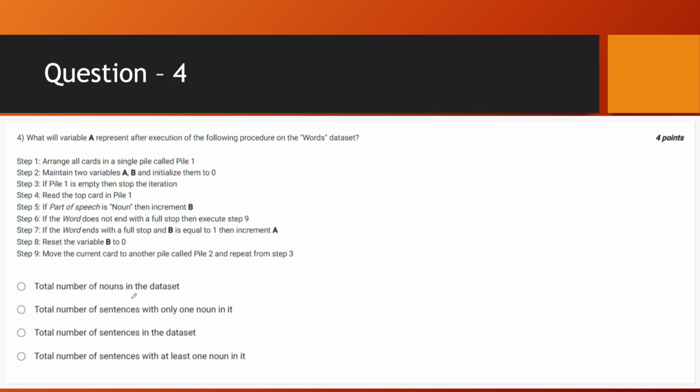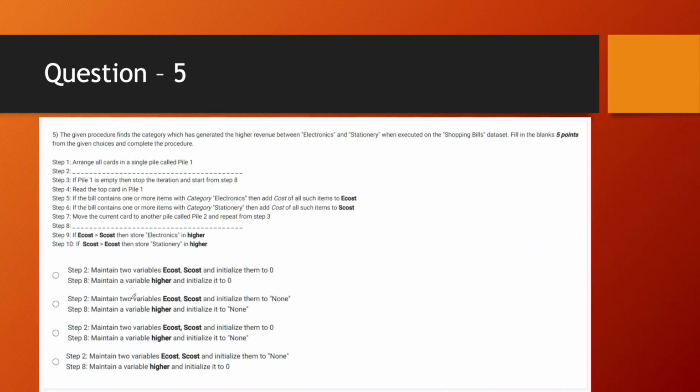So let's just move on to the next question, question number 5. As we can see here, from the question we can see the given procedure finds the category which has generated the highest revenue between electronics and stationery. So one keyword here is revenue. When executed on the shopping bills dataset, fill in the blanks from the given choices and complete the procedure.